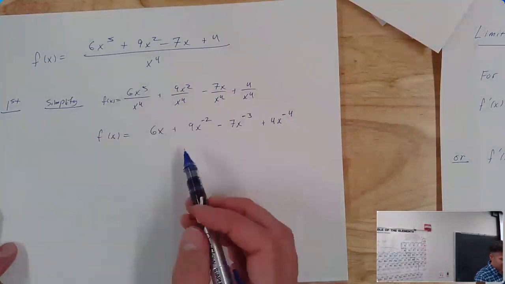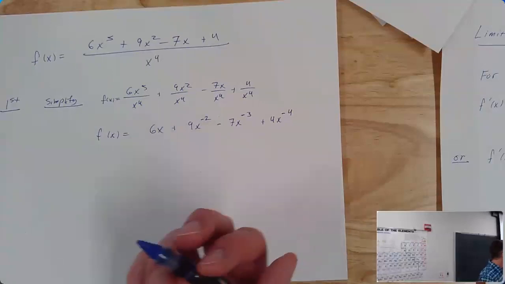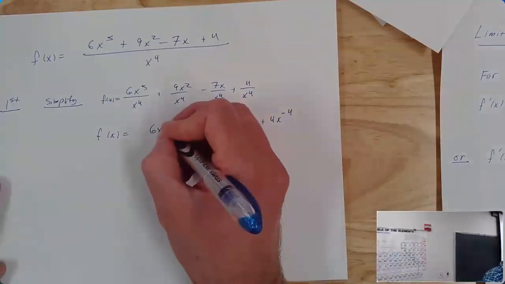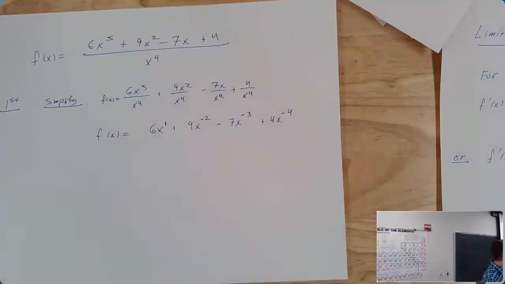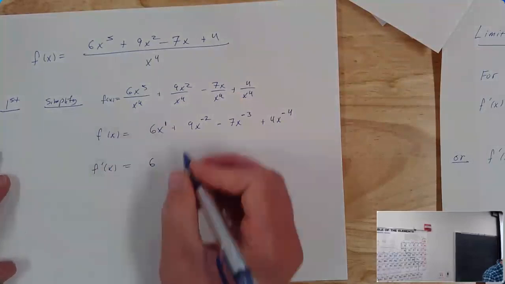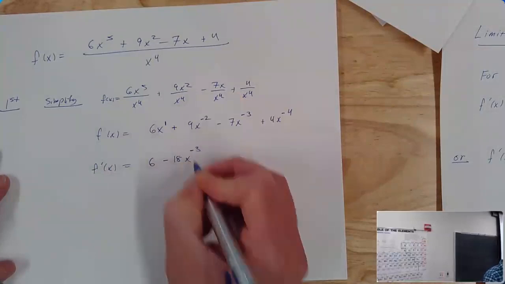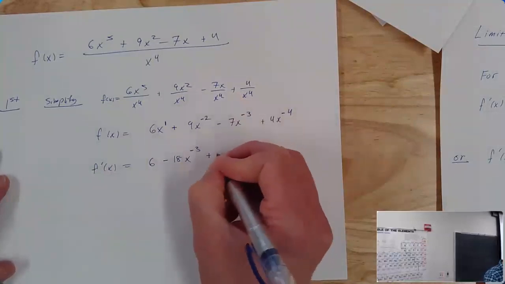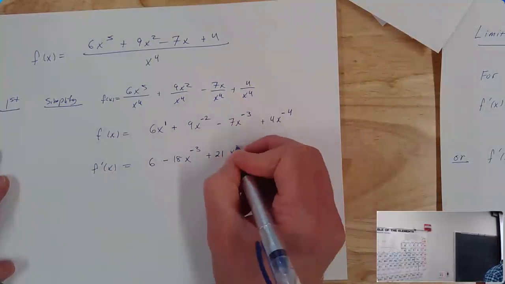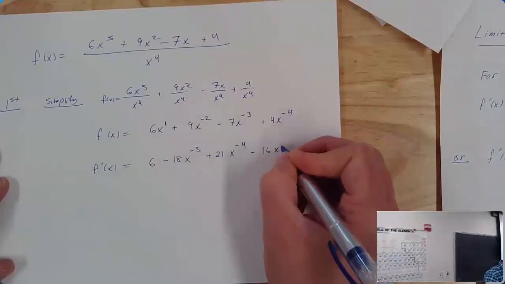So people kind of get jammed up by 6x using the power rule. Kind of like, well, it's just going to be 6. If you like, you can think of it as the 1 comes down and you get 6 times 1 times x to the 0th, but anything to the 0 is 1. So the derivative is equal to 6. And then 9 times negative 2 is negative 18 times x to the negative third. Negative 3 times negative 7 is positive 21 times x to the 1 less power, negative 4. And negative 4 times 4 is negative 16 times x to the negative 4 minus 1, which is negative 5.